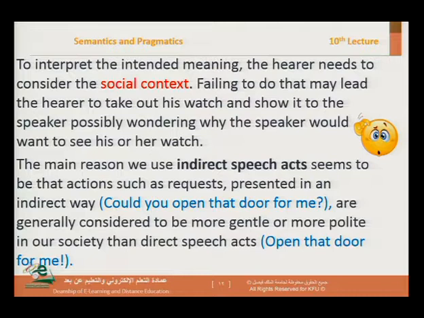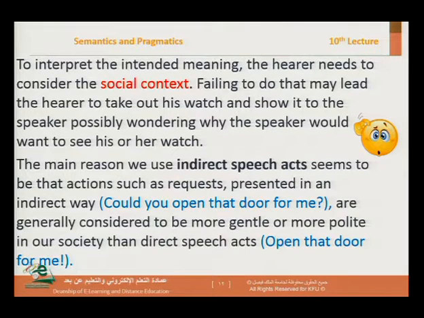The main reason we use the indirect act seems to be that actions such as requests, presented in an example like could you open that door for me, are more polite, more gentle. Can you open the door for me? So, kind of indirect. Can you? Yes, I can. No, I cannot. That was not the expected response. It was basically a request that you open the door. When I say, can you open that door for me, it would be more polite than saying, open that door for me. Open that door. It would be a kind of command, right? Imperative. It's a command. Open the door.